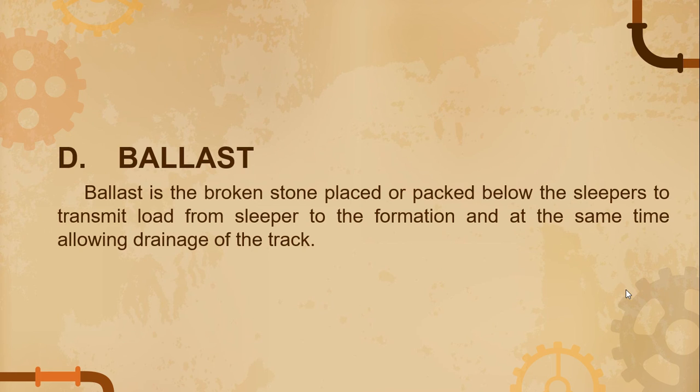Ballast. Ballast is broken stone placed or packed below the sleepers to transmit load from the sleeper to the formation, at the same time allowing drainage of the track. So they are the drainage of the track of the railway. So para silang subcomponents ng ground na pinaglalagyan ng railway.